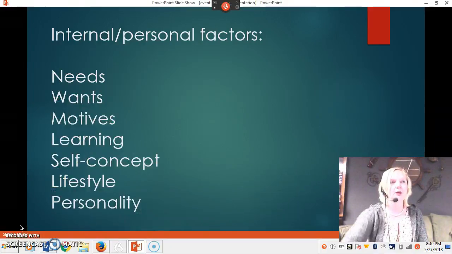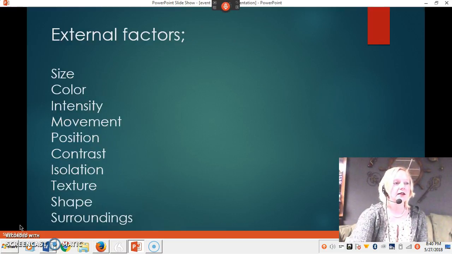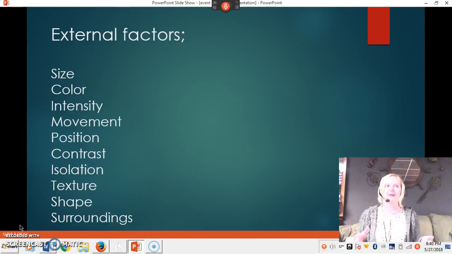There's a variety of tools, though, that marketers can use to help these messages get out there and find their audience and actually stick with them. You can use the interpersonal factors, such as needs and wants, motives, learning, self-concept, lifestyle, and personality. And then there are the external factors of the advertisement: the size, the color, intensity, movement, position, contrast, isolation, texture, shape, and surroundings.